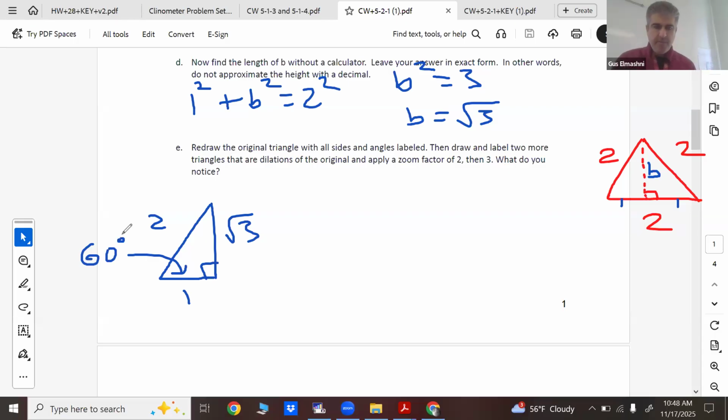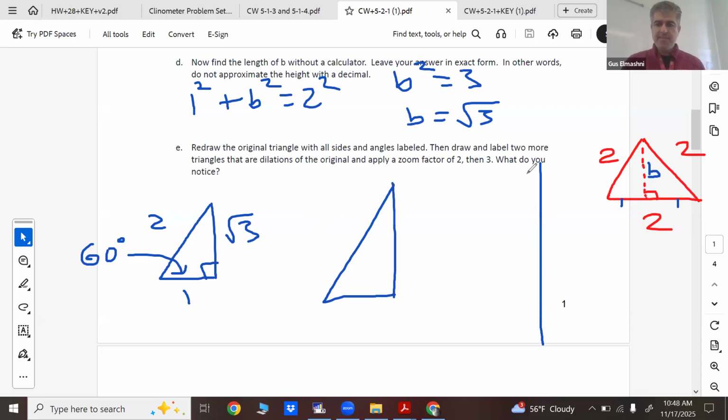Okay. And it says apply zoom factor. Fine, whatever, let's do it. No, I don't want to do it. I'm just being very casual.